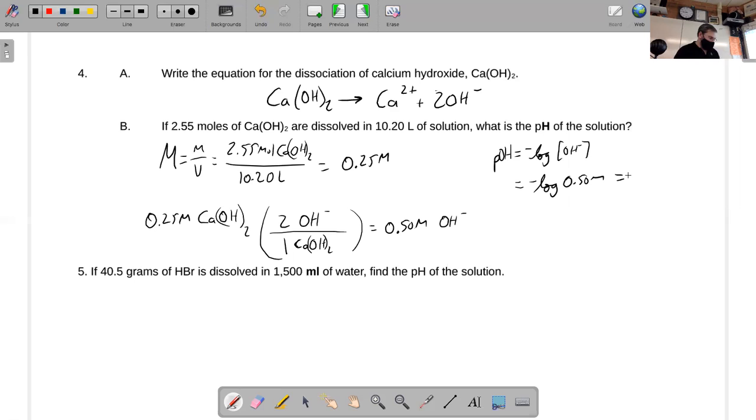Let's see, negative log of 0.5, 0.30, let's see, 3 significant figures. So 0.301, that's the pOH. The pH is then equal to 14 minus whatever the pOH is. 14 minus 0.301 is 13.7. That is the pH. It's a fairly high pH. It's pretty close to 14.